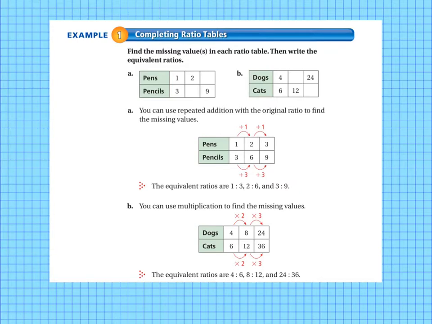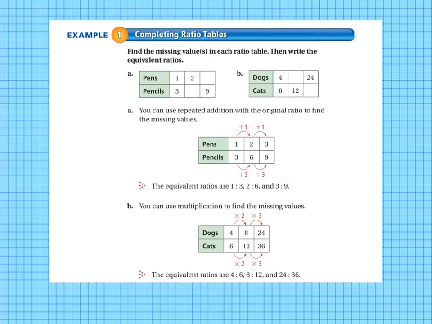So there's a couple of different ways you can solve this. The book shows you can use repeated addition with the original ratio to find the missing values. You can, but it's difficult for students to understand when they can use repeated addition and when they can't. So it's easier to just remember that you can always multiply and divide.